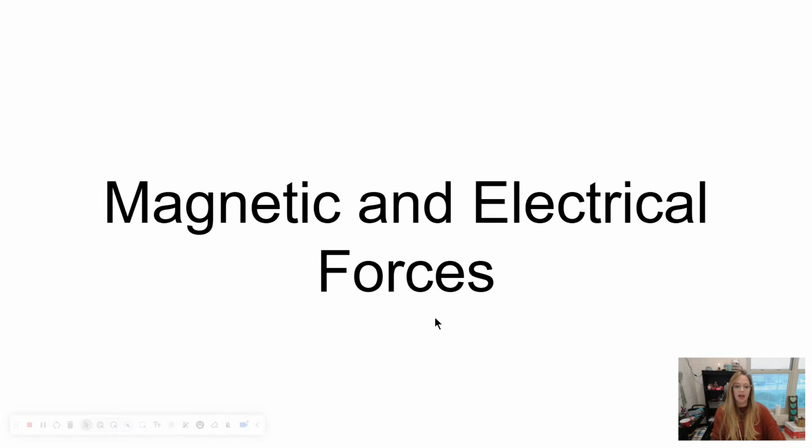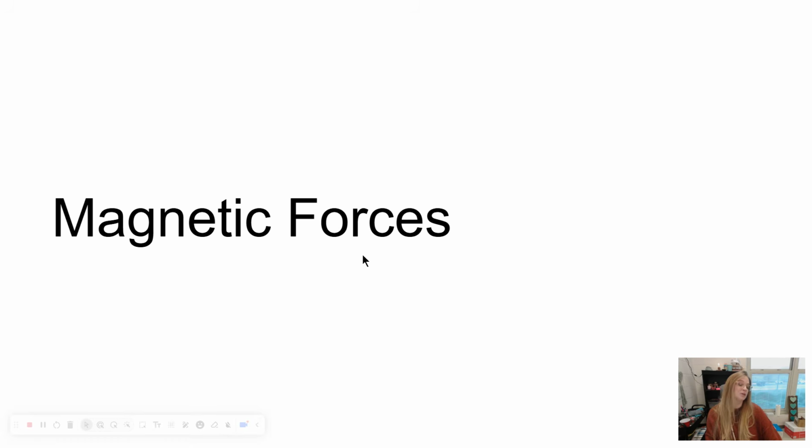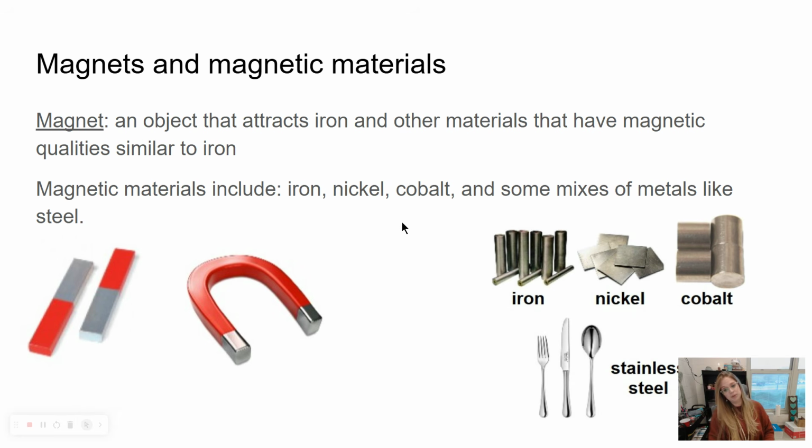All right, magnetism and electrical forces. So first we are going to go over magnetic forces. Just to begin with, what are some basic things about magnets? Things that we all know is that it's going to be made out of metal and it will attract other things that are also magnetic, that are also made out of metal.